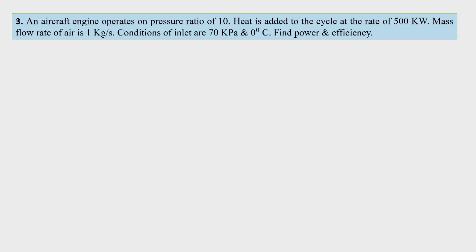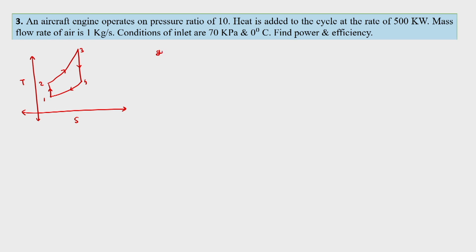Next example states that an aircraft engine operates on pressure ratio 10. Heat is added to the cycle at the rate of 500 kilowatt. Mass flow rate of air is 1 kg per second. Conditions at the inlet are 70 kPa and 0 degrees Celsius, and we are supposed to find out power and efficiency of the cycle. So let us plot the TS diagram such that we can remember the states for which we are giving the numbers.